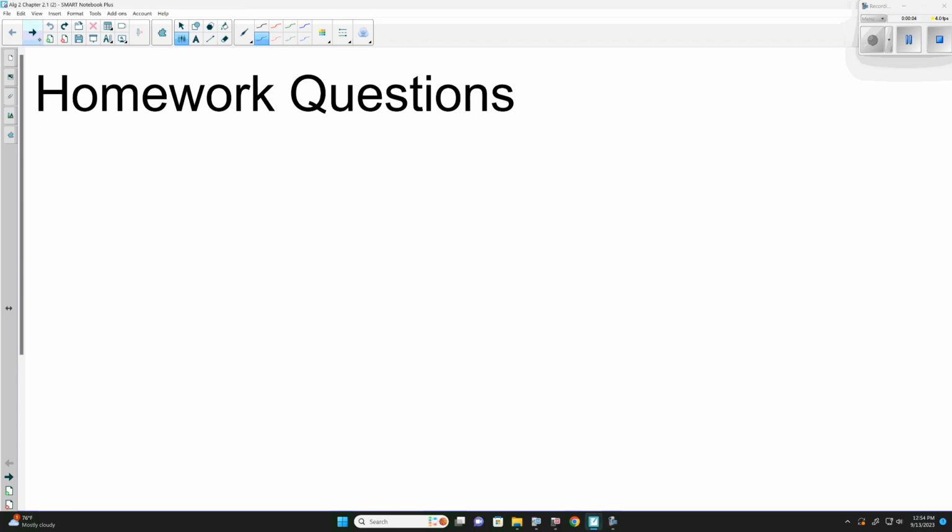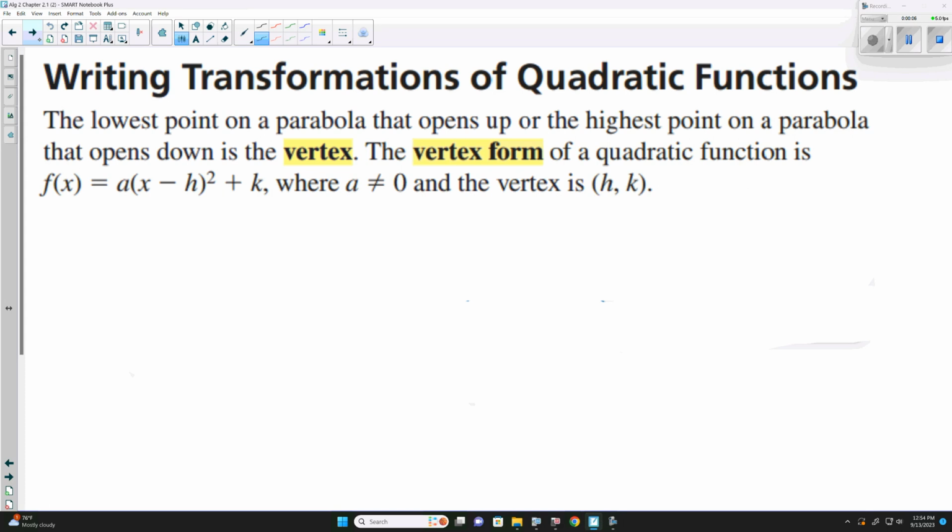So there are no homework questions, mainly because we didn't have any homework. We haven't had any homework from chapter 2 yet, so we're not able to ask questions over it yet.